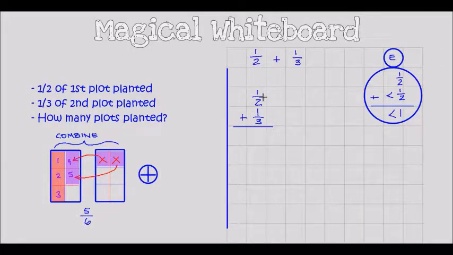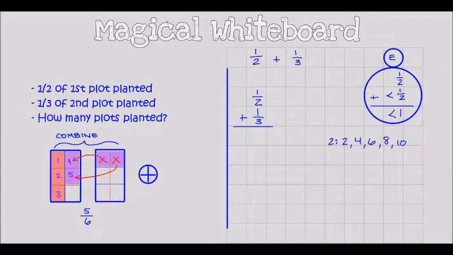Using the standard algorithm, I'm going to rewrite this problem exactly the same way, except I'm going to use equivalent fractions with common denominators. So first I have to figure out what kind of common denominator I can use. What types of pieces can I use to represent halves and thirds? And to do that, I'm going to skip count by 2 and 3 using multiples until I find a match.